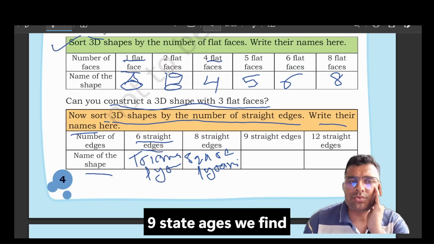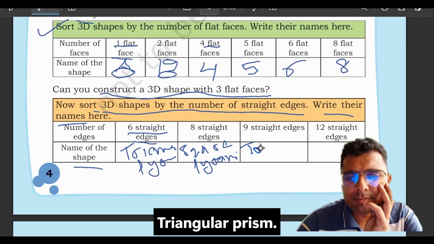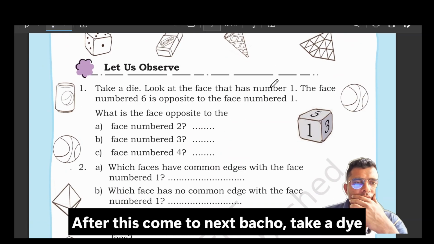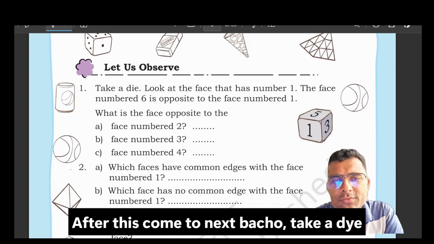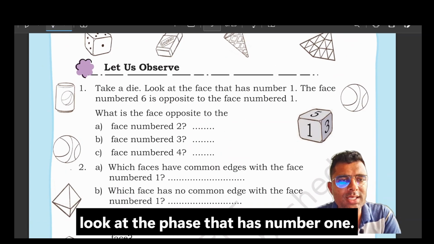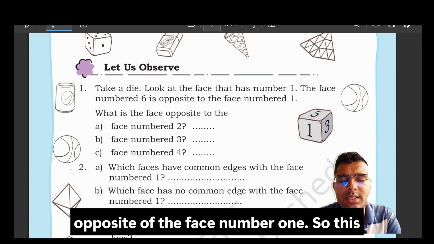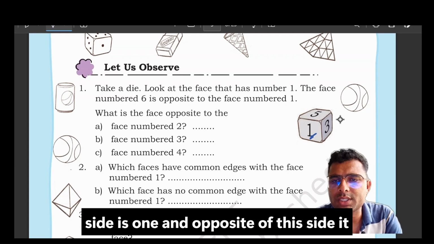9 edges we find in a triangular prism. 12 edges in a cube and cuboid. After this, come to the next one, bachcho. Take a die, look at the face that has number 1. The face numbered 6 is opposite of the face number 1. So this side is 1 and opposite of this side it will be 6.